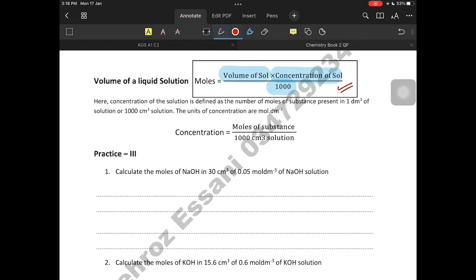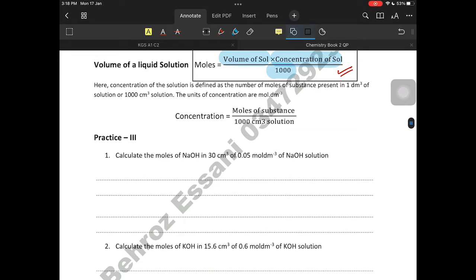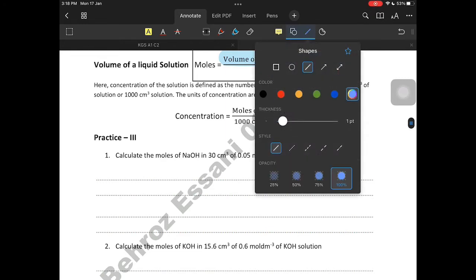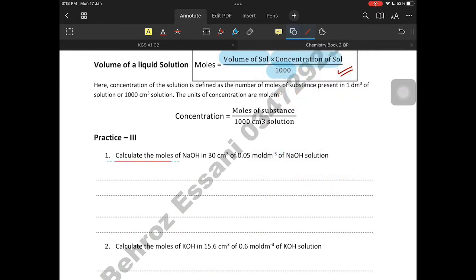And we're going to keep using this formula to calculate either moles or volume or perhaps even concentration. Let's see some questions over here. Let's suppose question 1. Obviously, we can say that question 1 says calculate the moles in 30 centimeter cube of 0.05 mole per decimeter cube.